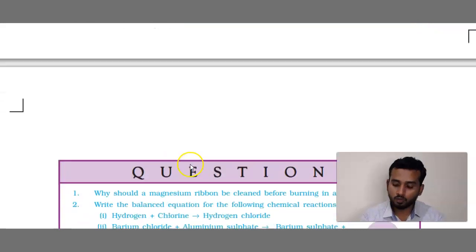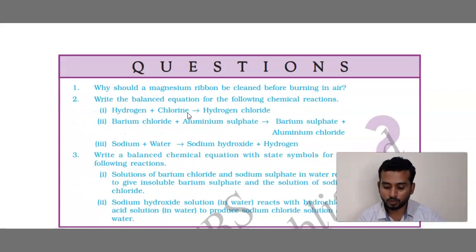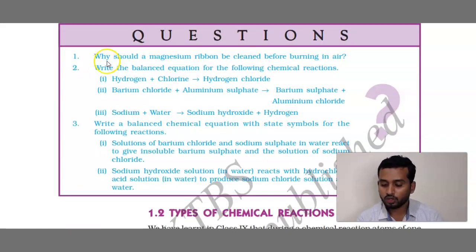Here children, you all have to study all these textbook question answers once. You have to prepare your textbook question answers also. You should not neglect them. Okay, so you have to learn here: why should a magnesium ribbon be cleaned before burning in air? Why do we have to clean that? And we have to balance this equation.